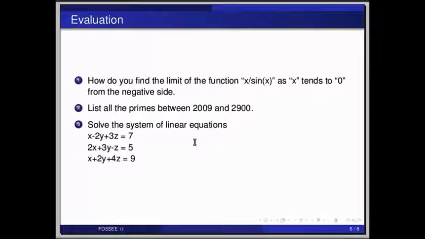So here are some self-assessment questions for you to solve. First one, how do you find the limit of the function x by sin x as x tends to 0 from the negative side? Second question, list all the prime numbers between 2009 and 2900. Then third one, solve the system of linear equations x minus 2y plus 3z is equal to 7, 2x plus 3y minus z is equal to 5, x plus 2y plus 4z is equal to 9.